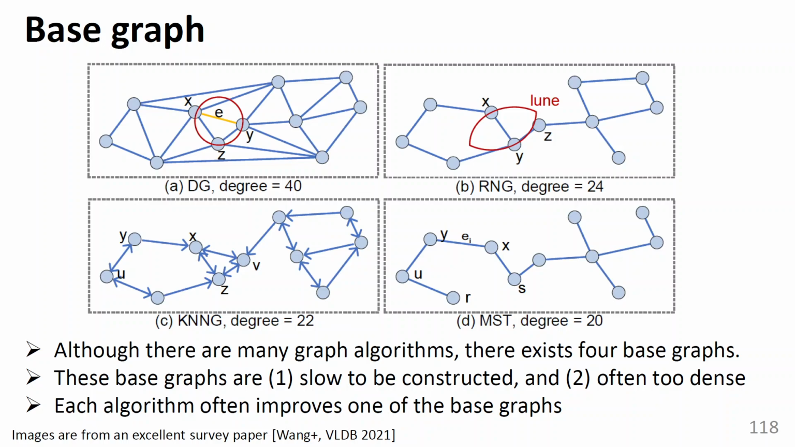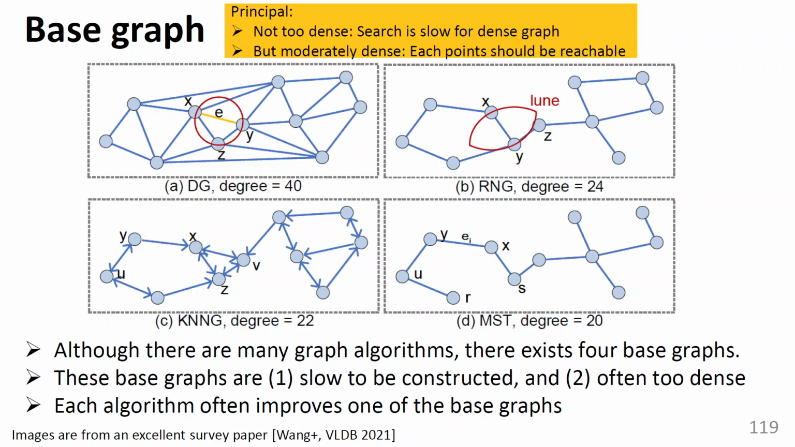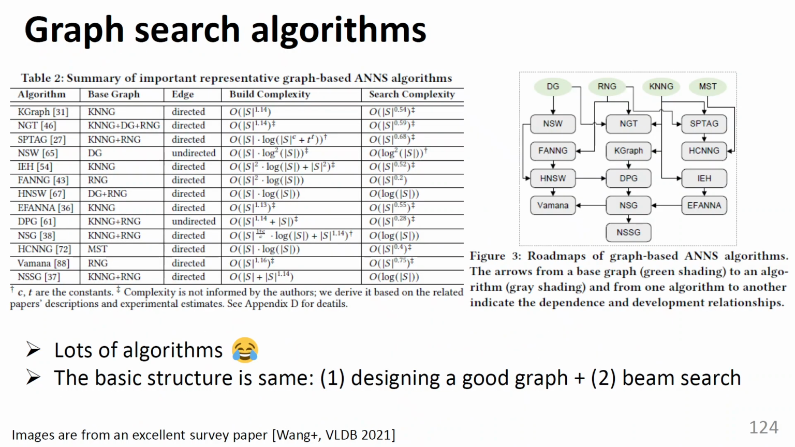So the basic graph is usually too slow or too dense. So based on it, there are some algorithms you can see later. There are some algorithms based on these basic graphs, basic algorithm, to try to improve it. Here you can see the roadmap of how they develop their algorithm based on the 4 different base graph structures.